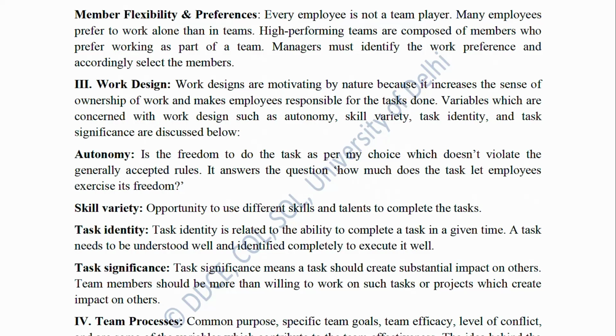Third, work design. Work designs are motivating by nature because they increase the sense of ownership of work and make employees responsible for the tasks done. Variables which are concerned with work design, such as autonomy, skill variety, task identity, and task significance, are discussed below. First, autonomy is the freedom to do the task as per my choice, which does not violate the generally accepted rules. It answers the question, how much does the task let employees exercise their freedom?